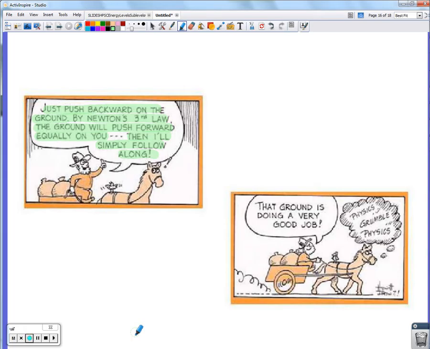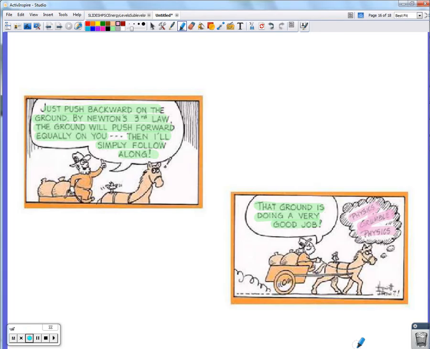Like we explained, right? Then the horse will have more than a net force on him in the forward direction. The cart will have a net force in the forward direction. Everybody's accelerating forward now. But that's not good enough. The farmer, now that he's outsmarted the horse, is going to take a shot at him and says, hey, this ground is doing a great job, right, pushing forward. And then the horse replies with something that I'm sure some of you have probably thought at this point in time: physics, grumble, physics.